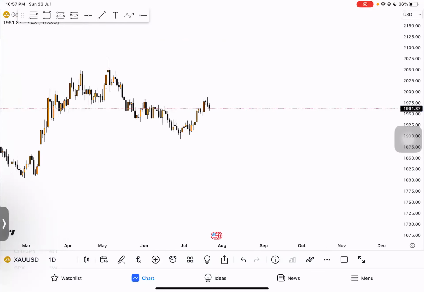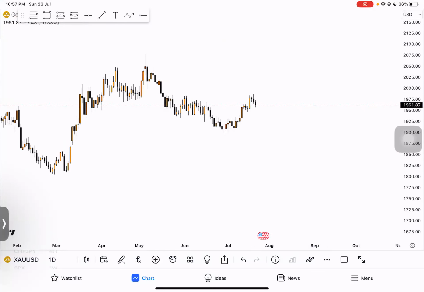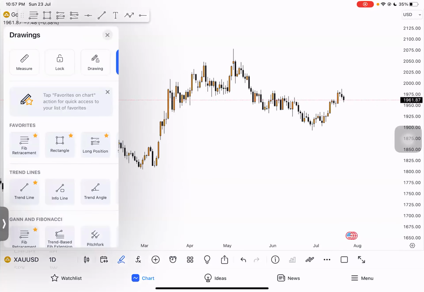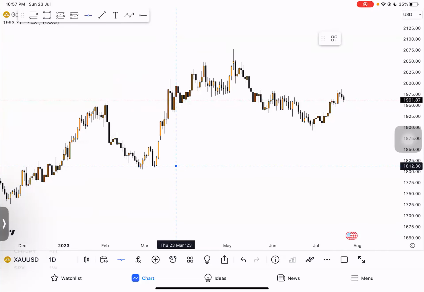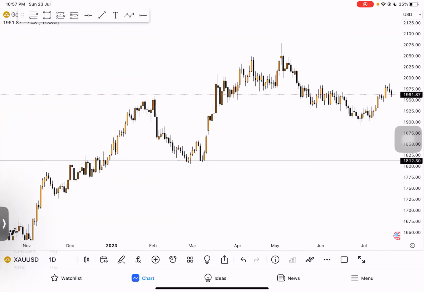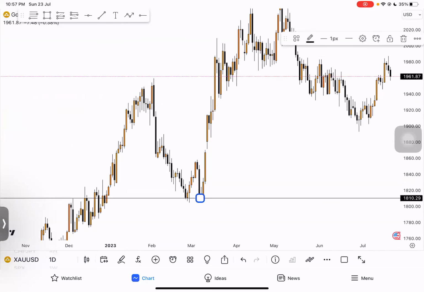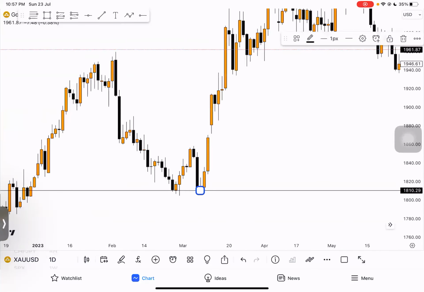Okay, on the daily chart right here, where can you find the resistance? Where can you find your resistance or support? For support, I will definitely look until this level. This one is the support, right? Zoom in first. Right now this is your support.